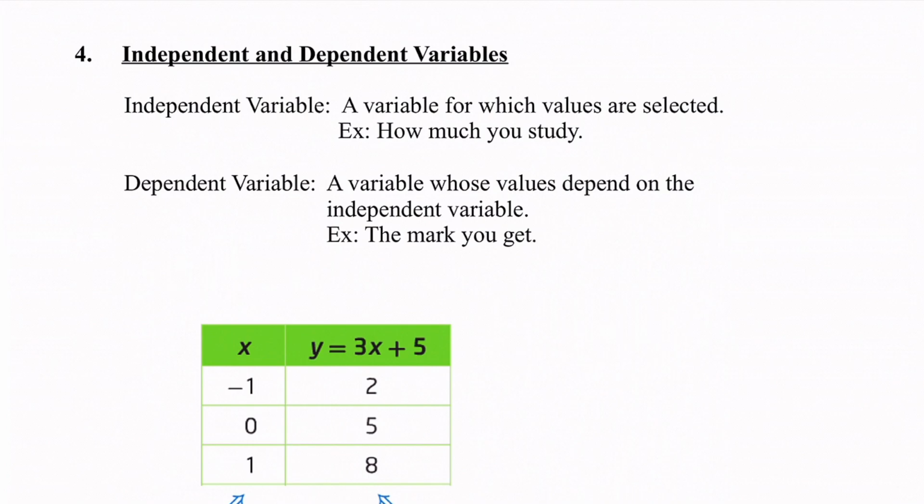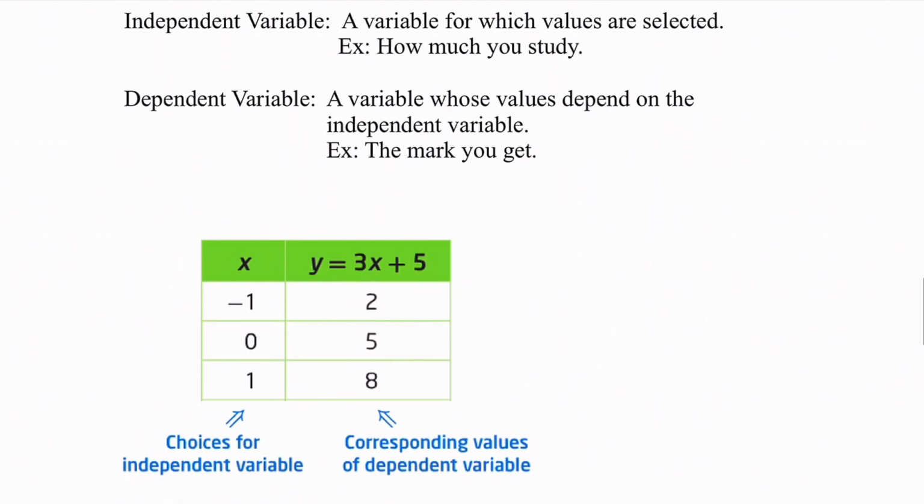So looking at some examples, if we had it in a table of values like the one here in green, the x's, those are our choices for independent variable. Those are always going to go on the left side. And then the corresponding values for the dependent variables, that's written down here, those are going to come out on the right side.